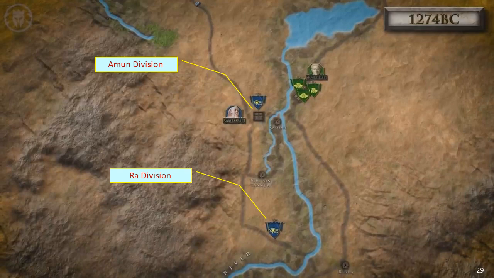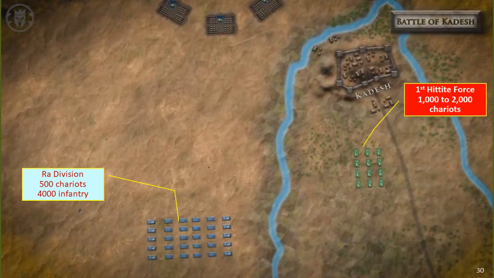Let's now drill down into the sequence of the battle. The Egyptians were divided into 4 divisions. The Amun division was encamped close to Kadesh, with the Ra division moving up towards it. The Egyptians were totally oblivious to the position of the Hittite army, but the Hittites certainly were not in this situation, and they were fully aware of the Egyptians. The Hittites sent a very powerful force of chariots out to attack the Ra division before it could meet up with its sister division.